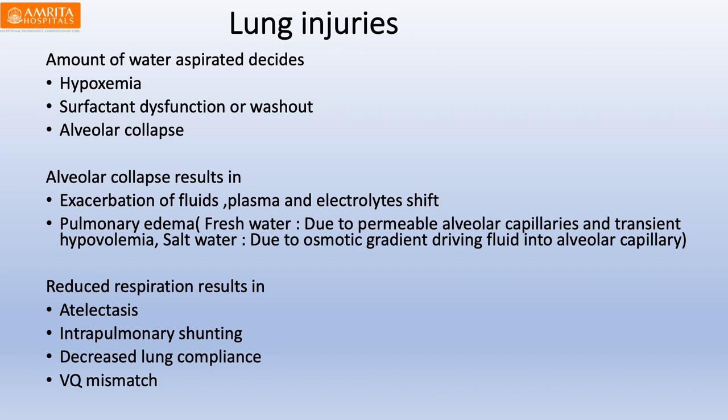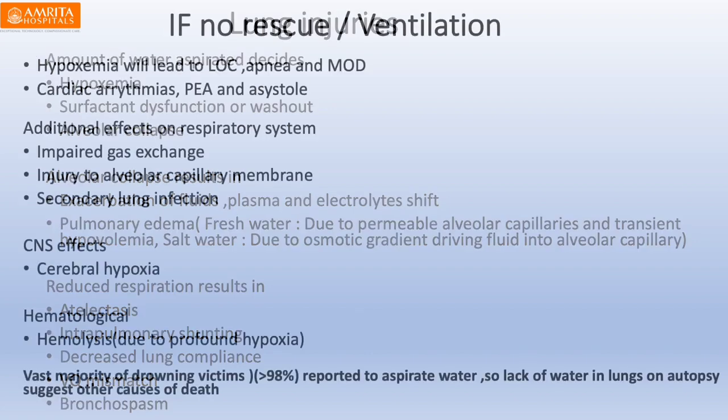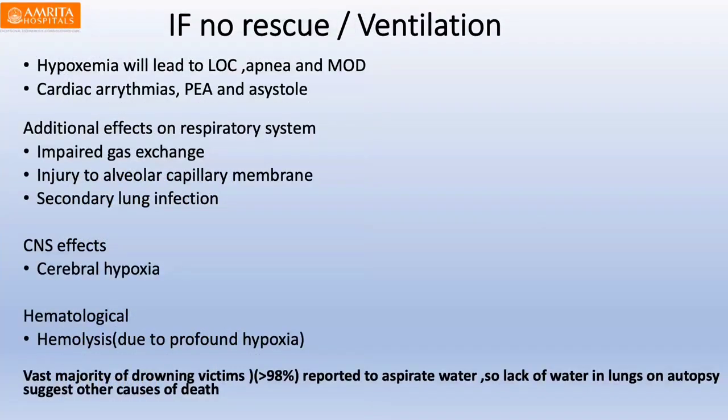So we have covered the pathophysiology and what exactly is happening to the lungs, and finally bronchospasm also. If no rescue ventilation happens within the time frame, hypoxemia will lead to loss of consciousness, apnea and multi-organ dysfunction, further into cardiac arrhythmia, pulseless electrical activity and asystole. And there can be additional effects on the respiratory system like impaired gas exchange, injury to the alveolar capillary membrane directly itself, and later on a secondary lung infection.